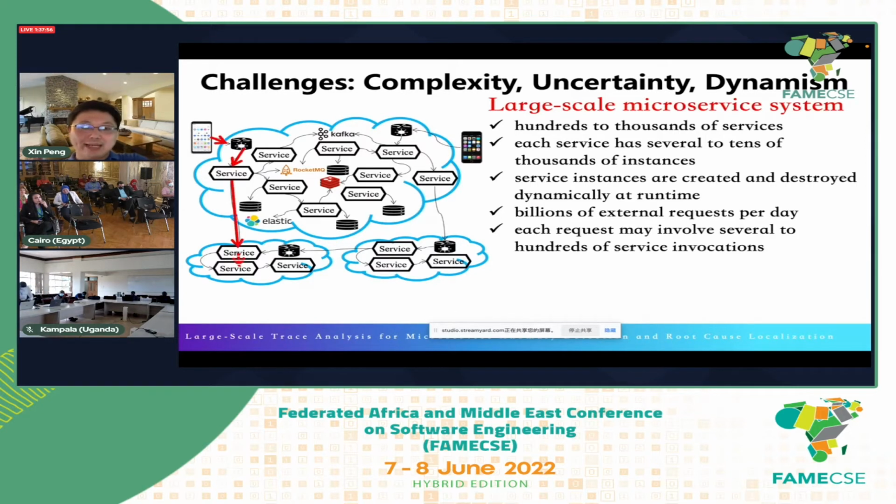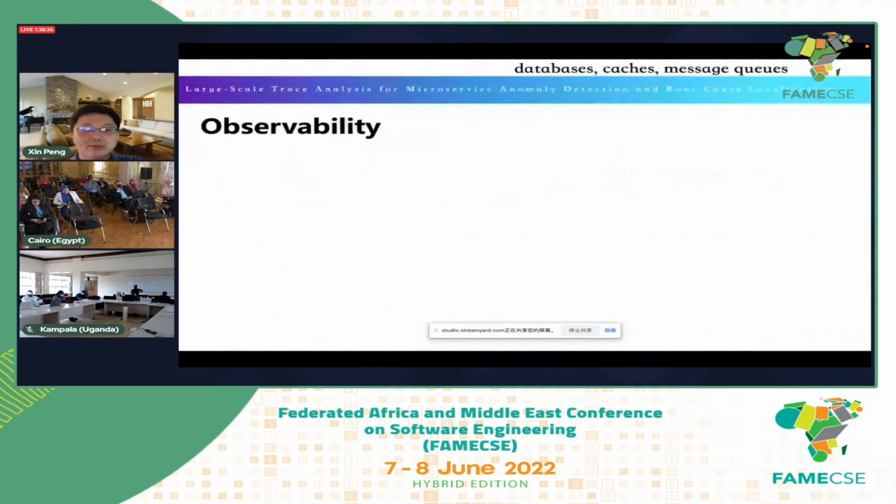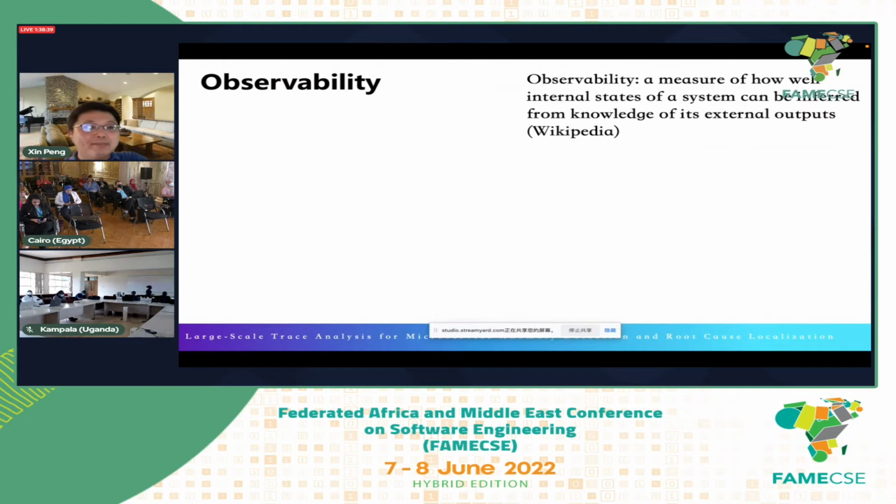Each request from a client or user may involve several to hundreds of service invocations. The services communicate with each other using inter-process communications, for example REST APIs, and also some kinds of message queues. Microservice systems usually involve very complex infrastructures and configurations, such as virtual machines, containers, databases, caches, and message queues. So it's natural that observability has been a very important property for this kind of large-scale distributed system.